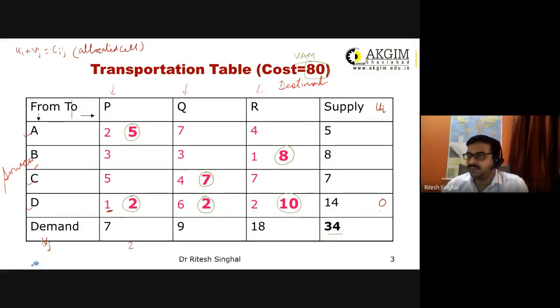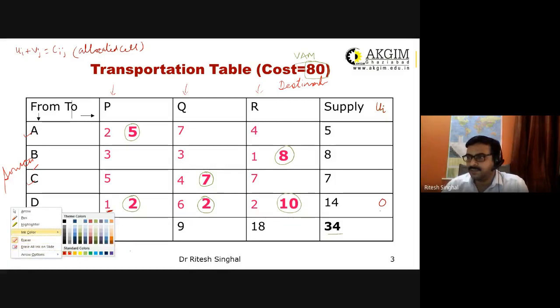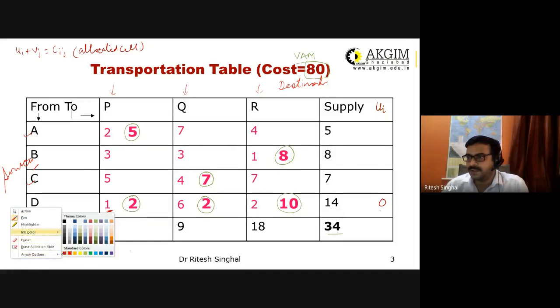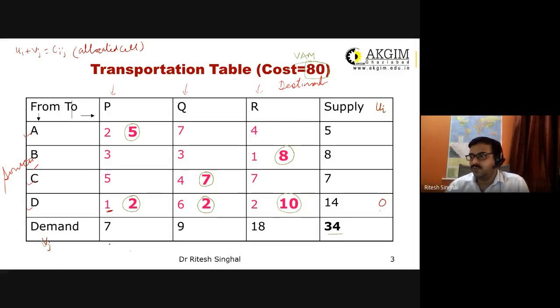So here we have to write, yes, this to be 1. Similarly, this is to be written as 6, this is to be written as 2. So like 0 plus 1 is 1, 6 plus 0 is 6. UI plus VJ is nothing but the cost for each allocated cell. For this purpose, we have to consider only the allocated cells. Now complete all the values.